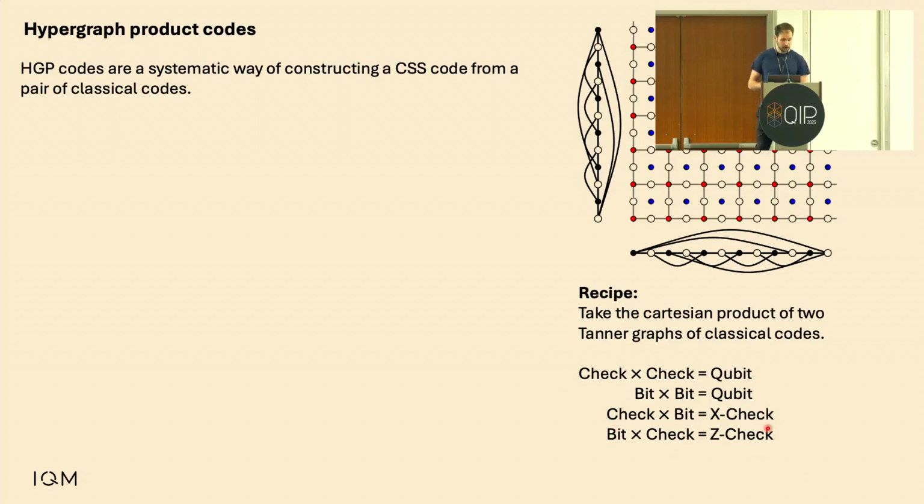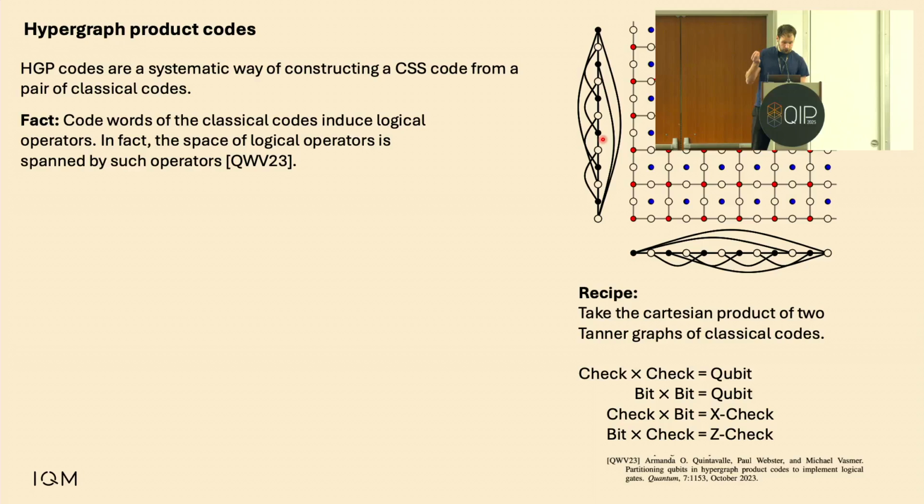And also here we have some structural insights on the logical operators. So first I want to tell you that the edges in the graph come from the edges of the classical codes. So for example, this Z check, the blue one here, will have the following connectivity coming from the connectivity of this bit and of this check. And the code words of these hypergraph product codes, as we also saw in a previous talk, are kind of easy because they come from code words of the classical codes. So the logical operators of the quantum code come from code words of the classical code.